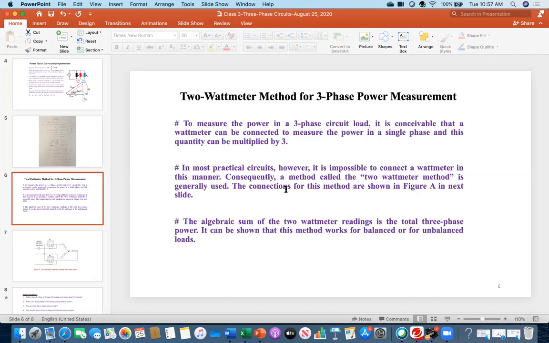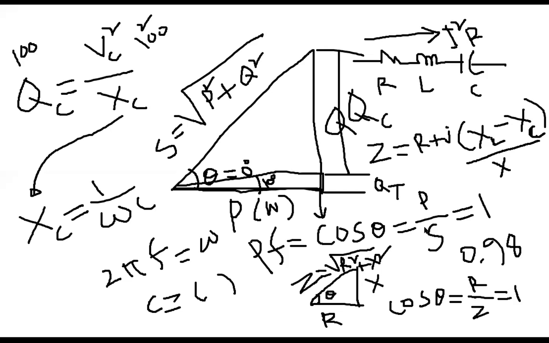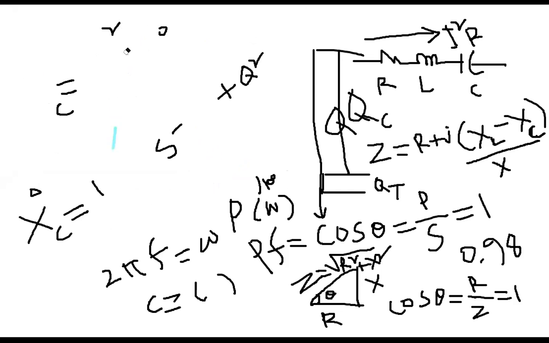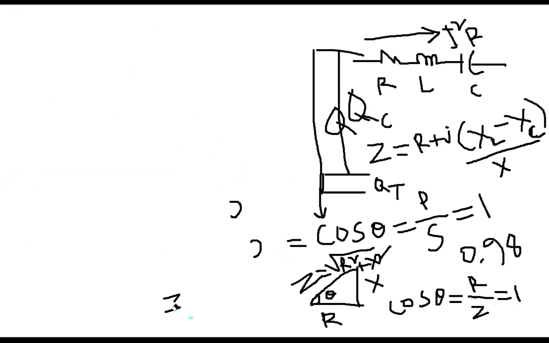But what I have written, you see, is that in most practical circuits, however, it is impossible to connect a wattmeter in this manner. You know, for the single phase system, to measure the power, of course, you need the neutral line also. Therefore, once again, let me take you there. Just a little bit. Let me erase these things. Okay, now for example, you have a three-phase system.